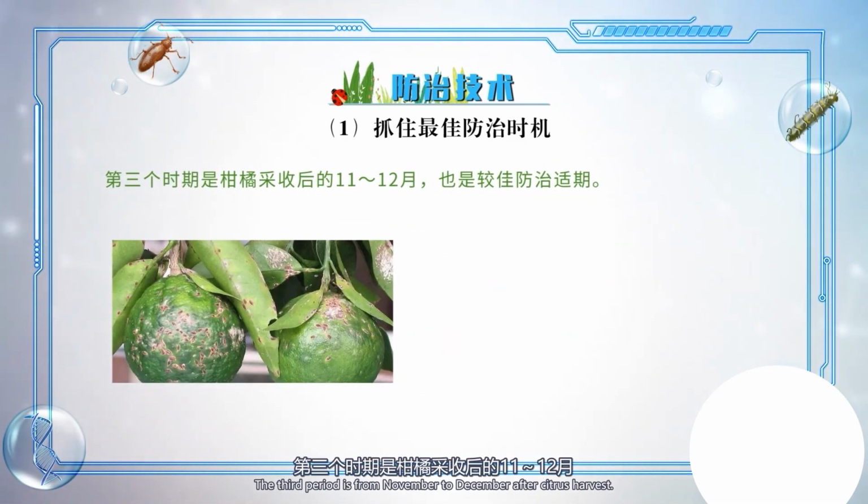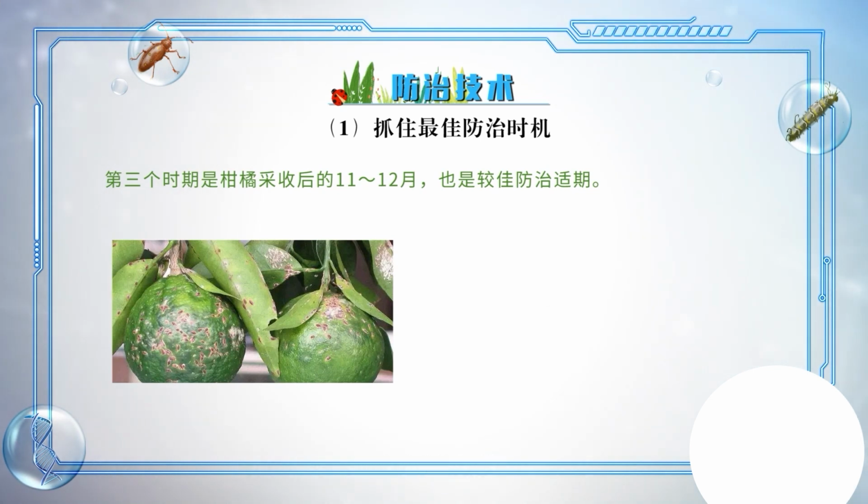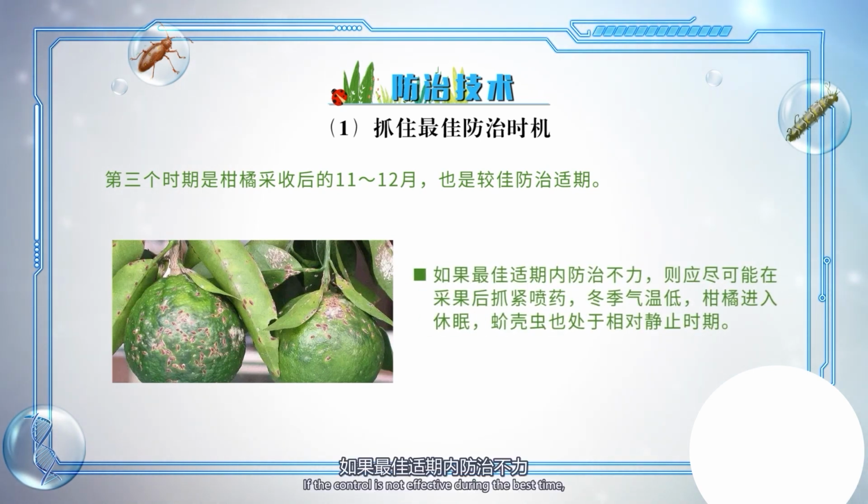The third period is from November to December after citrus harvest. It is also the best time for control. If the control is not effective during the best time, try to spray chemicals after fruit harvest. When the temperature is low in winter, citrus enters dormancy and scale insects are also in a relatively static period. Therefore, control should be carried out during this period.